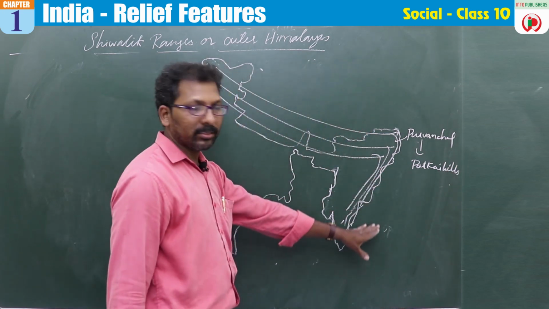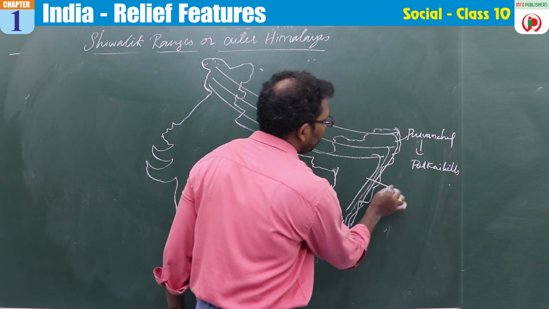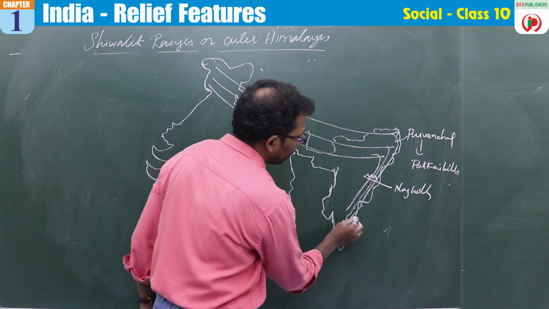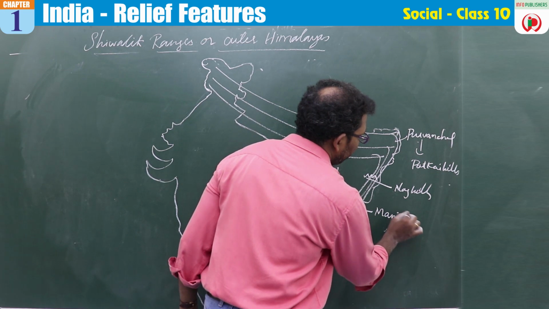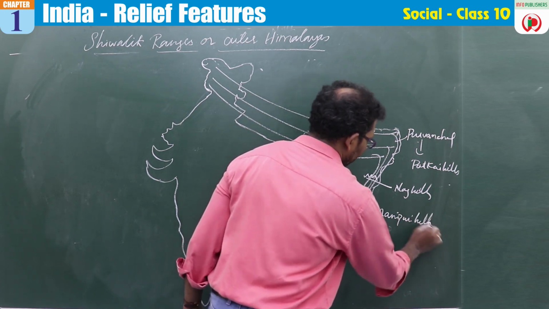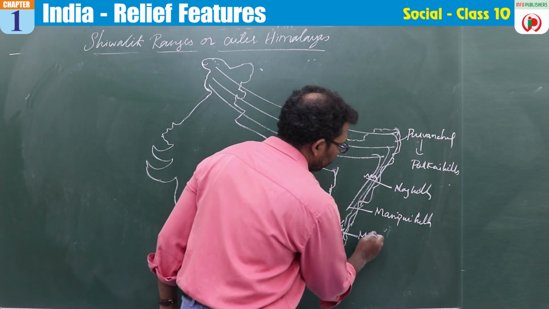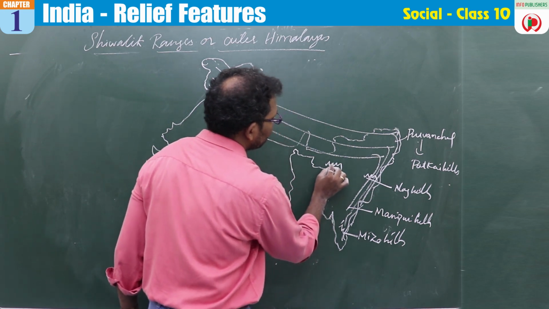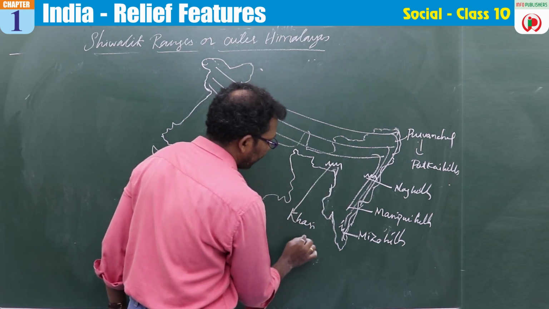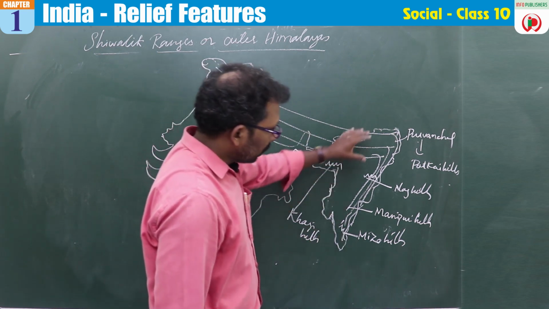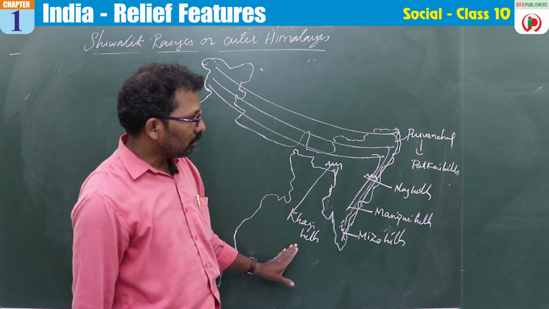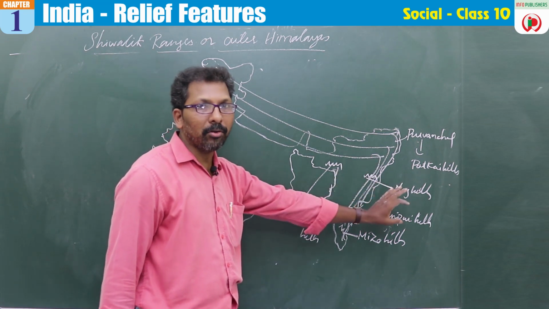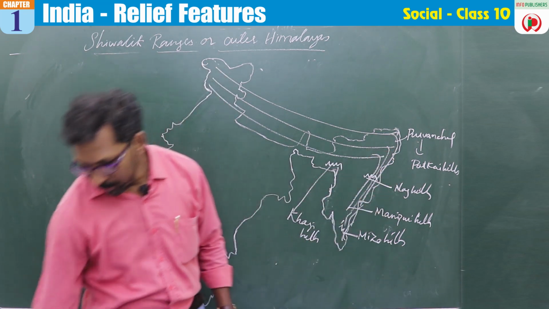So what are the different types of hills present here? Naga Hills. Next, coming down here, Manipuri Hills. Down here we have Mizo Hills. And here, this is called Khasi Hills. So these are the different hills which form the eastern boundary of the Himalayas.